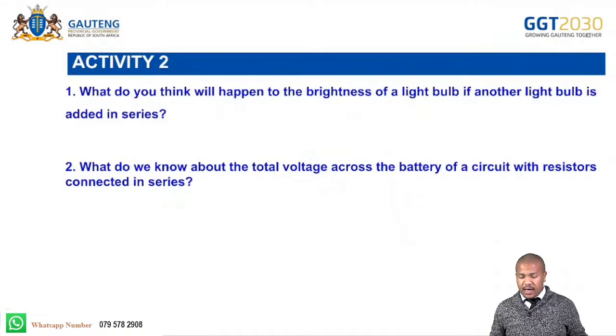So now, let's test ourselves with activity 2 and see how far we understand, right? Number 1 says, what do you think will happen to the brightness of a light bulb if another light bulb is added in series? Number 2 says, what do we know about the total voltage across the battery of a circuit with resistors connected in series? I'm going to give you a quick 3 minutes to complete this activity. Then afterwards, we're going to mark together.